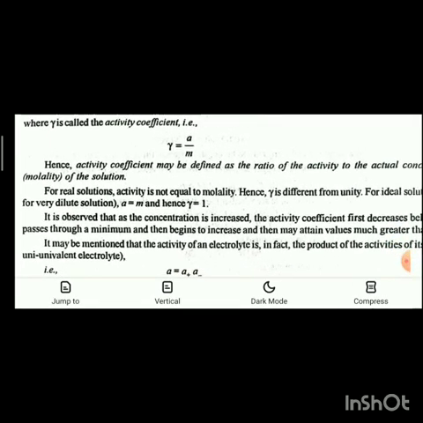The effective concentration of an ion or the electrolyte in a solution is called its activity. The activity of an electrolyte in a solution is usually represented by a. It is related to the actual concentration expressed as molality m by the equation a equals gamma times m, gamma equals a upon m, where gamma is the activity coefficient. Activity coefficient may be defined as the ratio of activity to the actual concentration, molality, of the solution. For real solutions, activity is not equal to molality. Hence, gamma is different from unity.